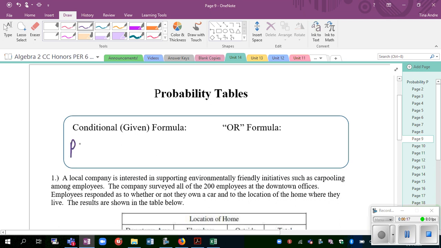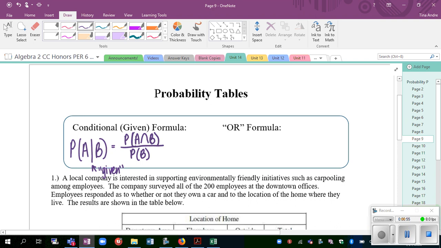So if you have the probability of A given B, remember this little bar here means given. What this is saying is the probability of A happening given that B happens. So the denominator, or your possibilities, has to be event B, the probability that B happens, since it's given that B happens. And then up top, B has to happen as well as A, because it's the probability of A given that B happens. So we represent that as the probability of A and B.